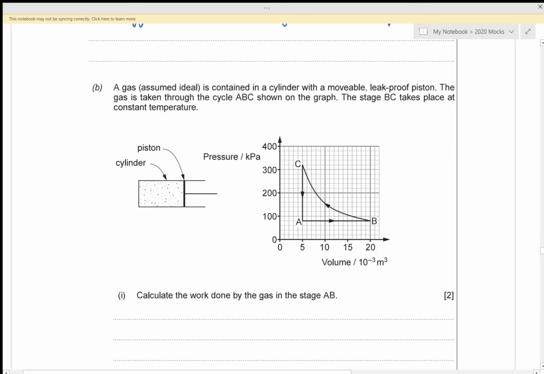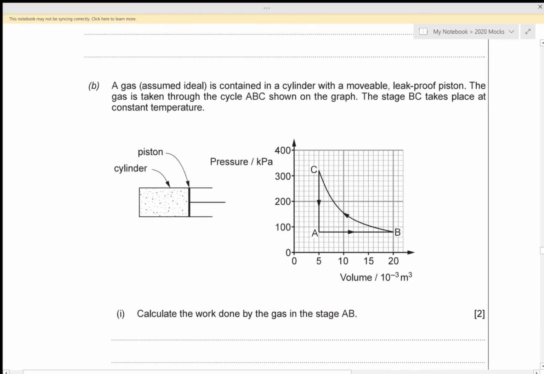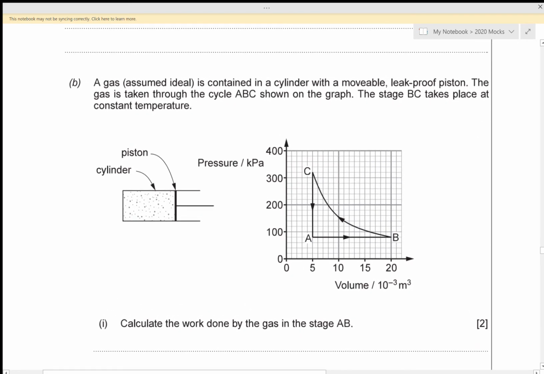Part B, then, we've got one of these graphs. This is a pretty classic setup, isn't it? We're hopefully all familiar with this type of thing. And we've got a gas being taken around a cycle. The arrows are so important in these. So this gas is starting at A, presumably it's going to B, then to C, and then back to A. This is important. The stage BC takes place at a constant temperature. So this is an isotherm from B to C.